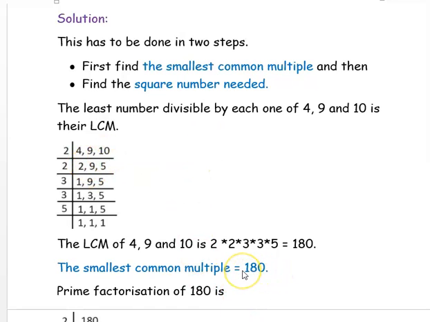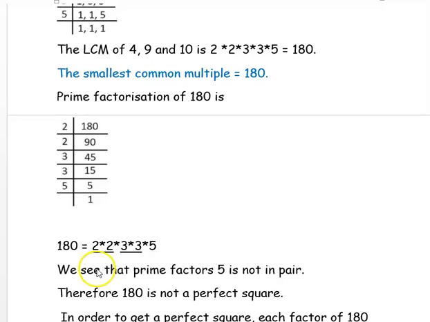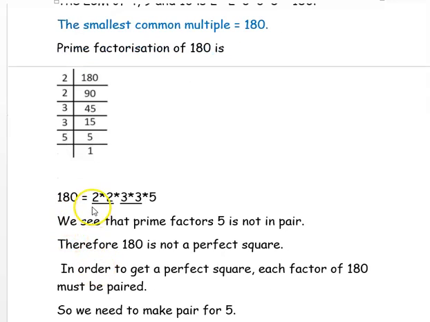So now we'll go for the prime factorization of 180. First I am dividing it by 2, so I'll get 90, which further divided by 2 I'll get 45, which further divided by 3 I'll get 15, which further divided by 3 I'll get 5, which divided by 5 I'll get 1. So the prime factorization of 180 is 2 into 2 into 3 into 3 into 5.